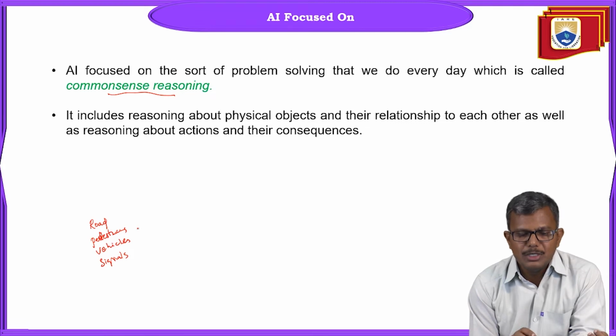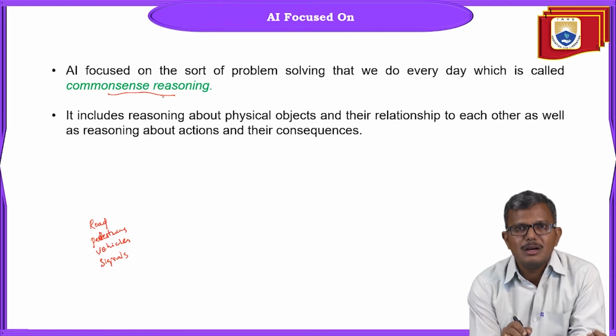So whenever we are trying to implement this common sense reasoning, our first duty is to identify the different physical objects involved in that scenario, in that particular scene. Then after, we need to represent the relationship between the objects also.